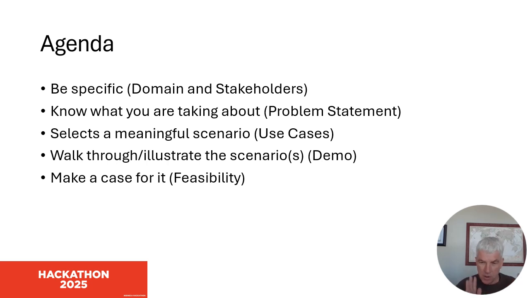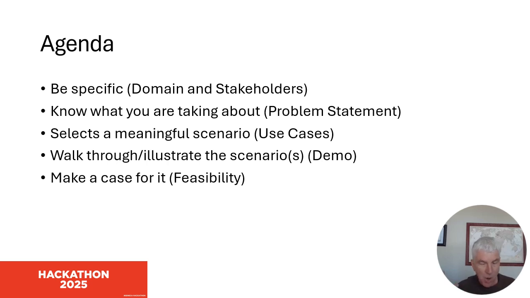So in general, here are 5 tips to really help you make it through that stage. I'll tell you through the agenda, and then I'll have a slide for each one. So first one is be specific. And when I say specific, be specific within a business domain and identification of the stakeholders you're talking about. Number 2, know what you're talking about. So I'll explain what I mean there.